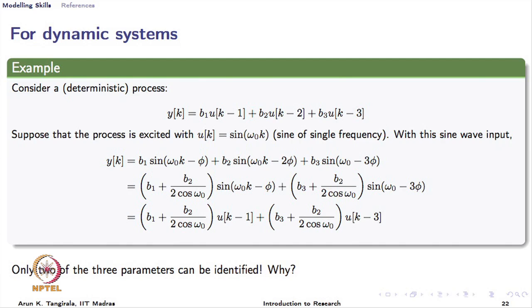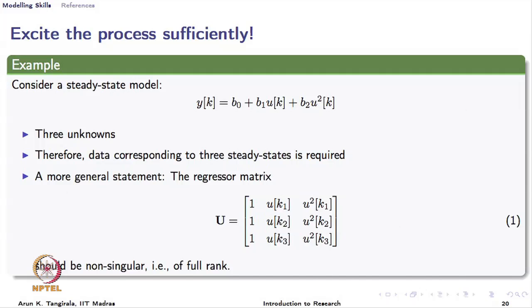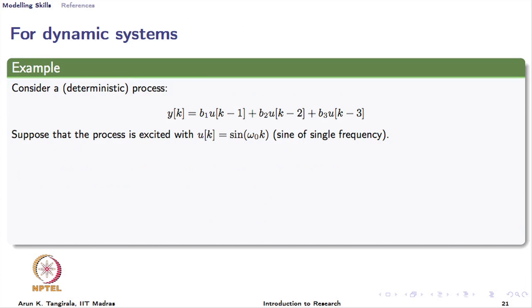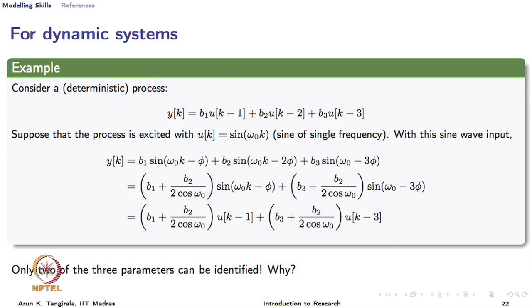So, what has happened here? What is the consequence? The consequence is that only 2 of the 3 parameters can be identified. In other words, going back to the same story as in the steady state case, the big U, which would consist of u(k1-1), u(k1-2) and u(k1-3) in the first row and so on for the remaining 2 rows, becomes singular when the input is a sine wave of a single frequency. Therefore, I do not have enough information in the data to estimate all the parameters, and that is the key. Always, data should contain sufficient information to estimate the parameters.